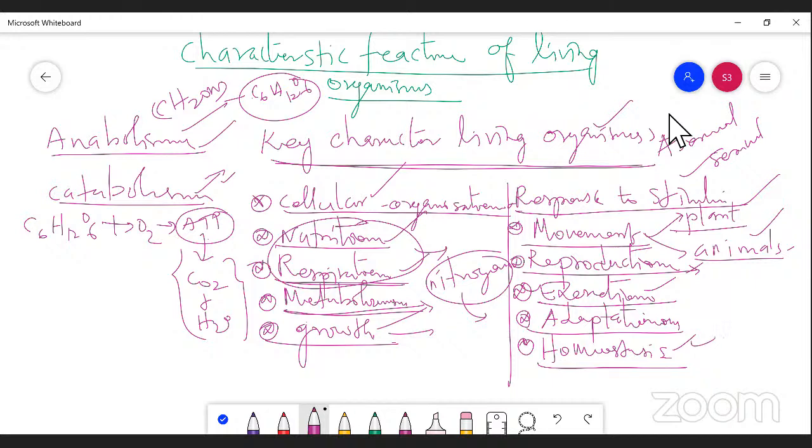So, cellular organization, nutrition, respiration, metabolism, growth, response to stimuli, movement, reproduction, excretion, adaptation, and homeostasis. These key characters are not present in abiotic factors. Abiotic factors means non-living things. So nearly 10 key characters are absent in non-living things. The 10 key characters are present in living organisms. Through these characters, non-living things are totally differentiated from living organisms.